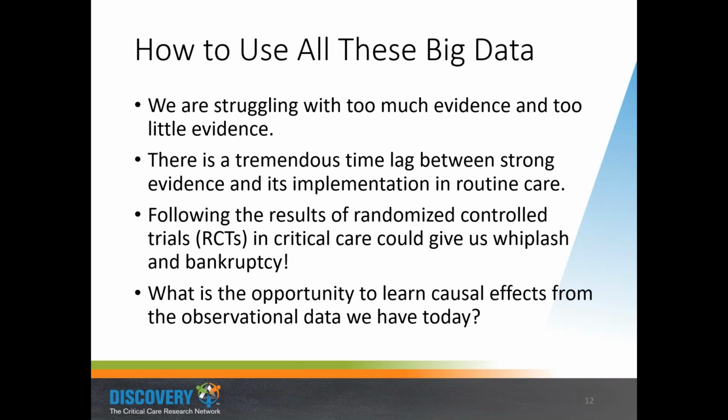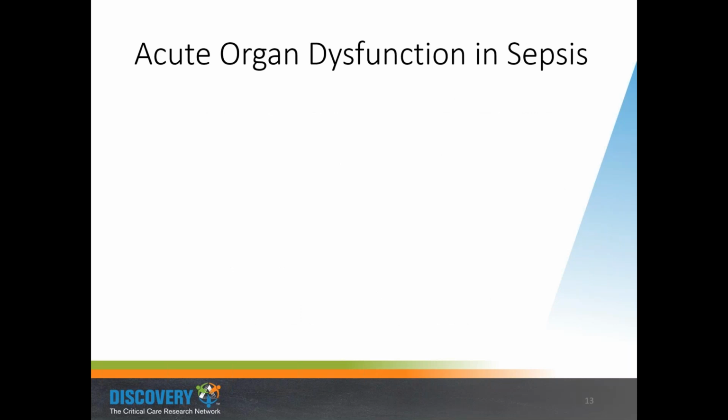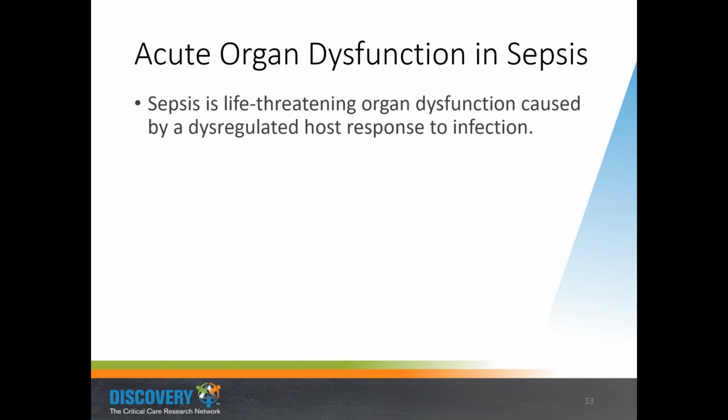So that leaves us with a question, which is: is there an opportunity, or what could be the opportunity, to learn causal effects from the observational large-scale data which we're accumulating with each patient that's cared for within our modern hospital systems? And this was a question we actually wanted to apply to a specific clinical conundrum, and that was looking at organ dysfunction in sepsis and how acute organ dysfunction impacted longer-term outcomes.